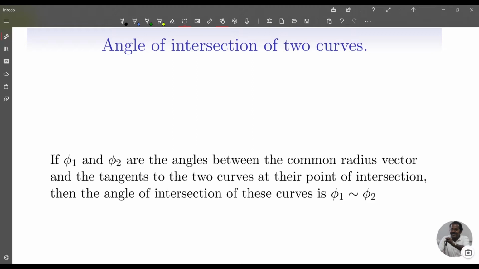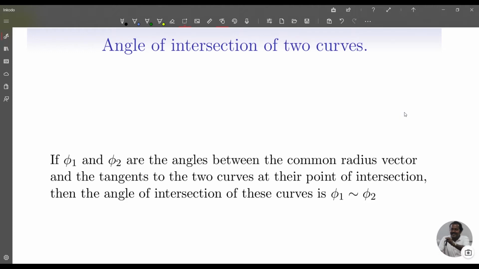So first of all, we have to find the angle between the radius vector and the tangent at the point of intersection of the two curves. Then you find the difference of those two angles. You will get the angle of intersection of the two curves.